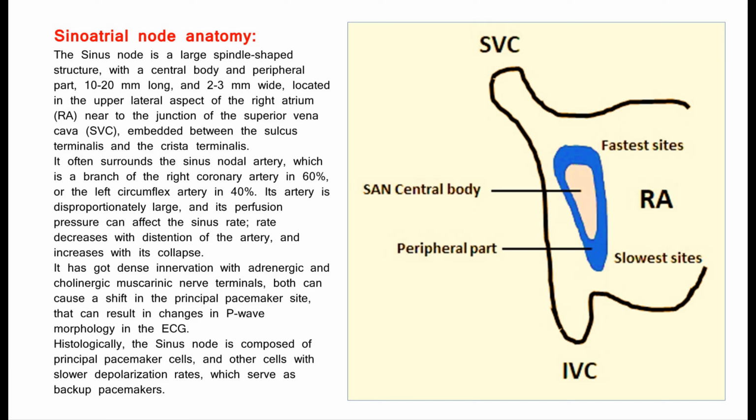It often surrounds the sinus nodal artery, which is a branch of the right coronary artery in 60%, or the left circumflex artery in 40%. Its artery is disproportionately large, and its perfusion pressure can affect the sinus rate. Rate decreases with distension of the artery, and increases with its collapse. It has got dense innervation with adrenergic and cholinergic muscarinic nerve terminals.